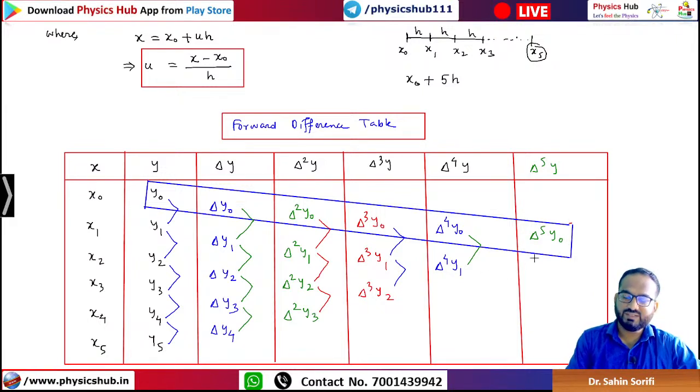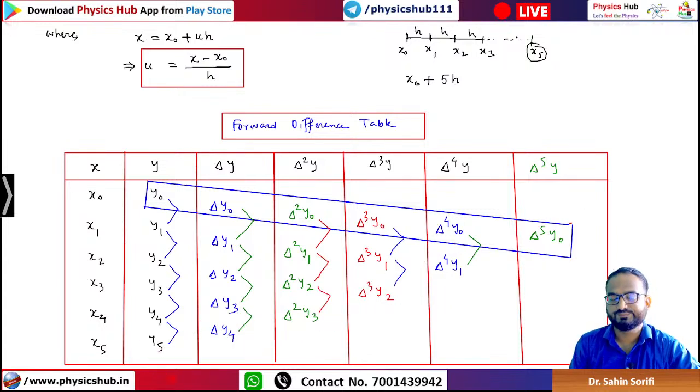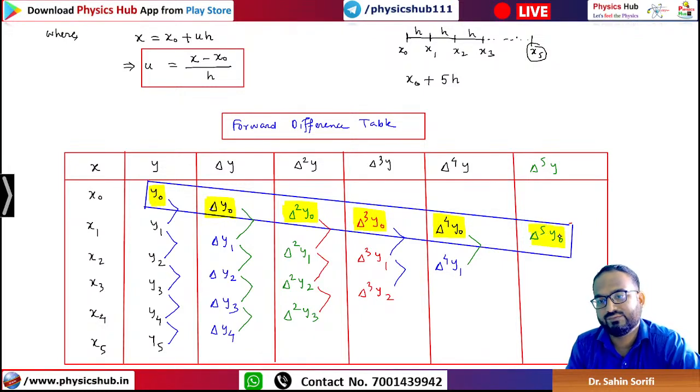In backward interpolation you will see these values will be required. Is it understood, everybody? In the forward interpolation we need y0, delta y0, delta square y0, delta cube y0, delta to the power 4 y0 and delta to the power 5 y0.